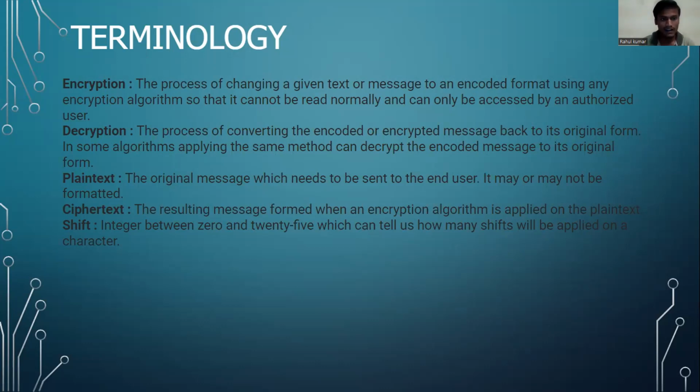Now come to the plain text. It is the original message which needs to be sent to the end user. It may or may not be formatted. And ciphertext is the resulting message formed when an encryption algorithm is applied on the plain text. Shift is an integer between 0 and 25, which tells us how many positions will be applied on each character.